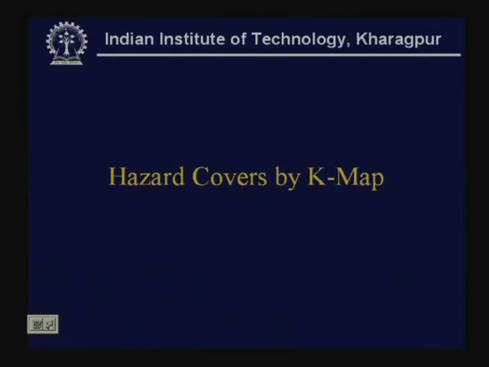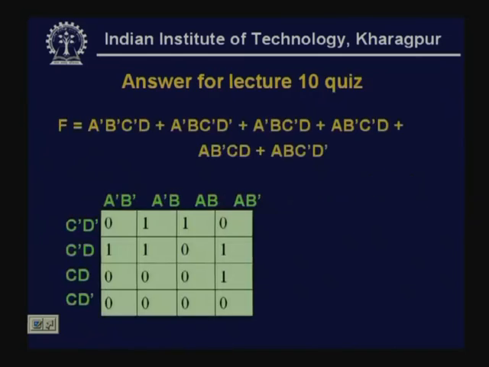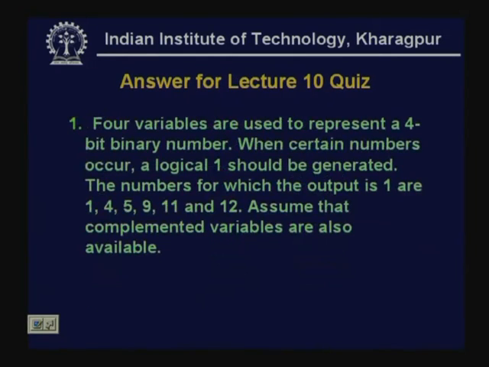First, I want to discuss the previous day's quiz. There was only one question for the last lecture, and the question was that 1-4 variables are used to represent a 4-bit binary number. When certain numbers occur, a logical one should be generated, and the numbers are 1, 4, 5, 9, 11, and 12. Assume that complemented variables are also available, then reduce the expression.